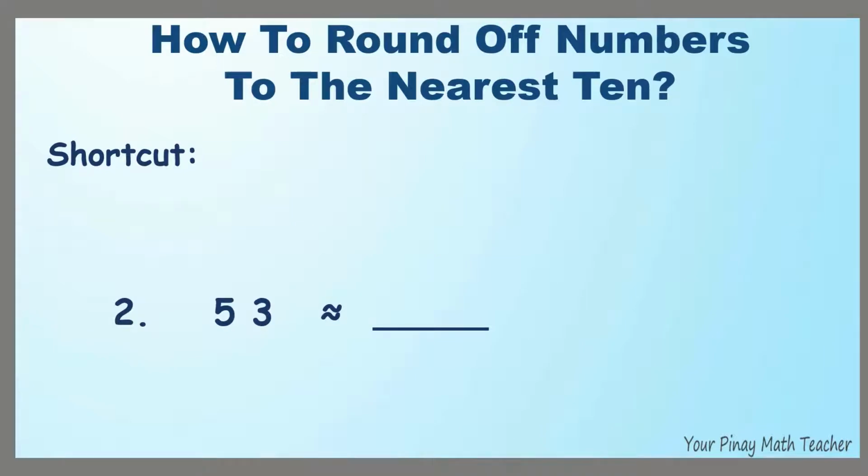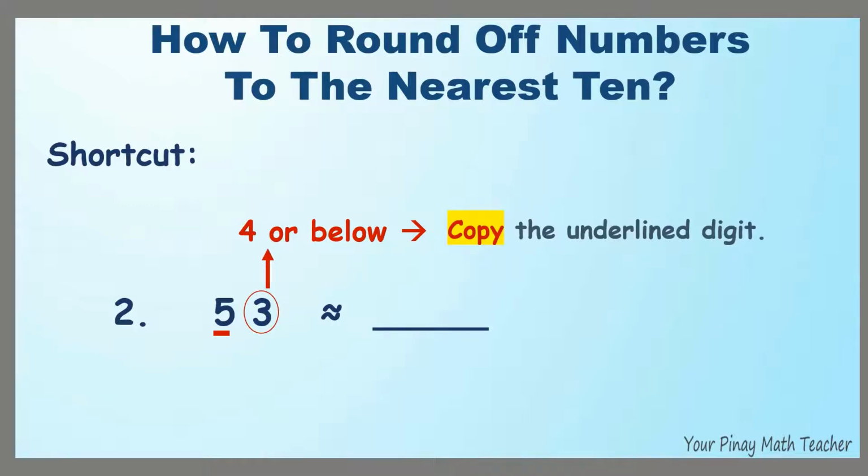Number 2, 53. The tens digit is 5 and the next digit to its right is 3. If it is 4 or below, copy the underlined digit. So we have to copy 5 and make 3 0. So 53 is rounded off to 50.